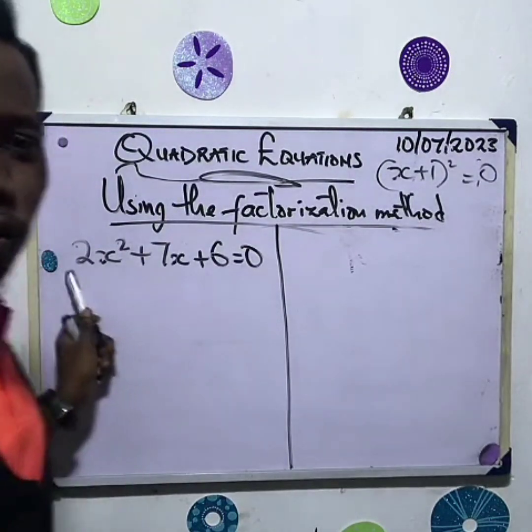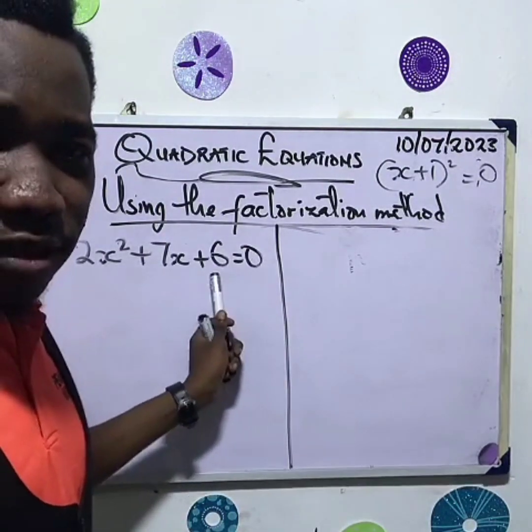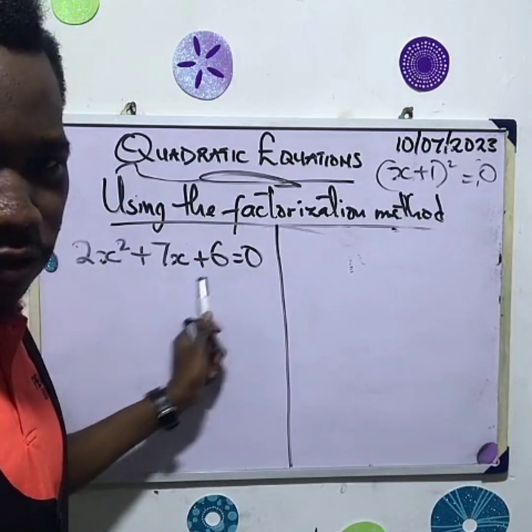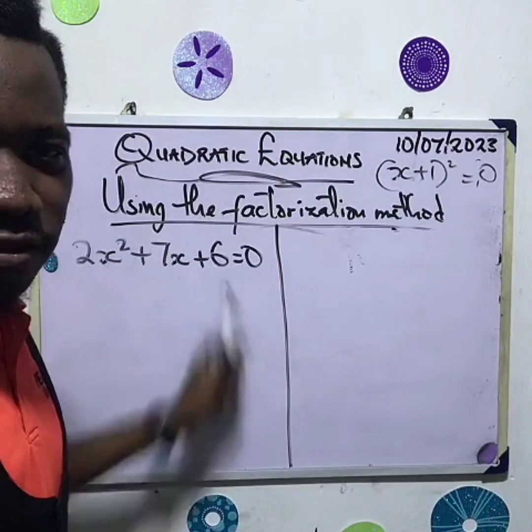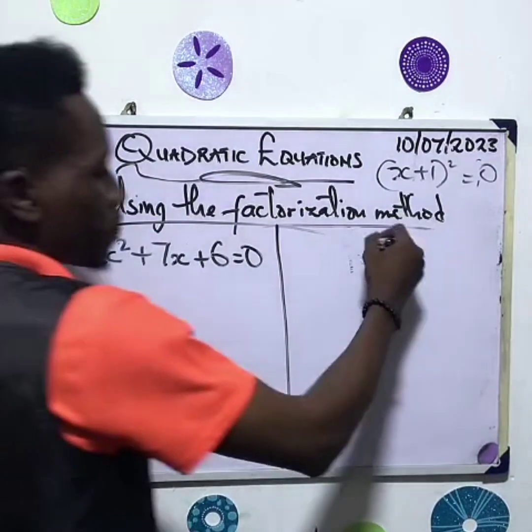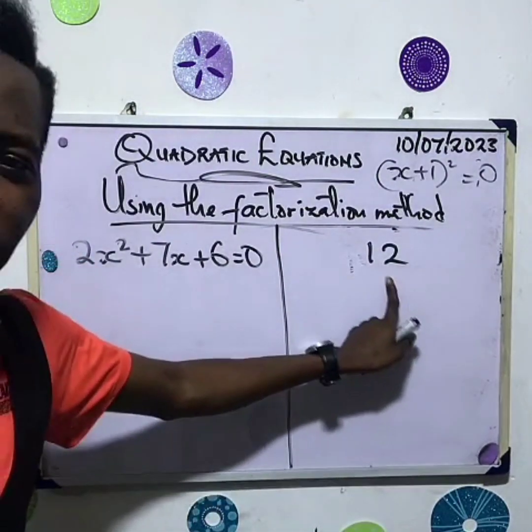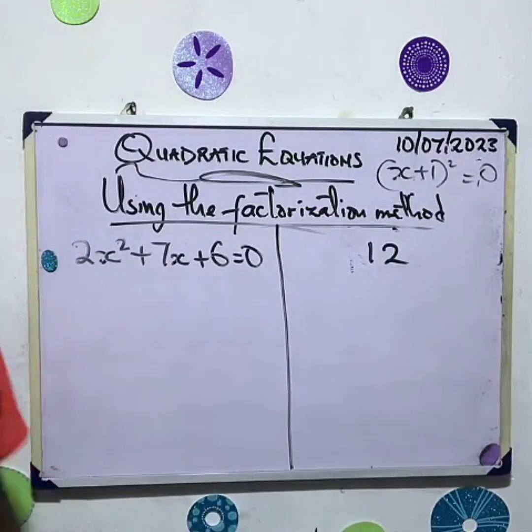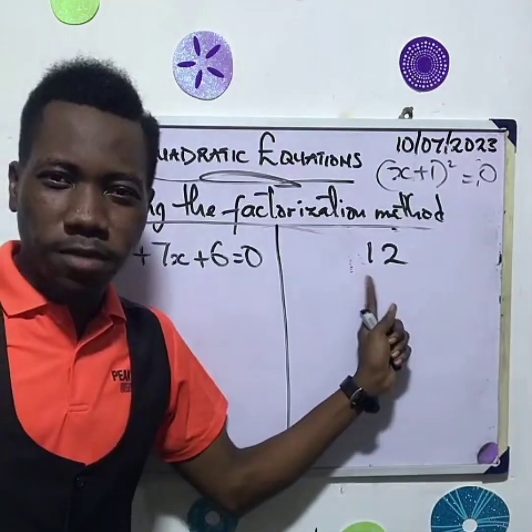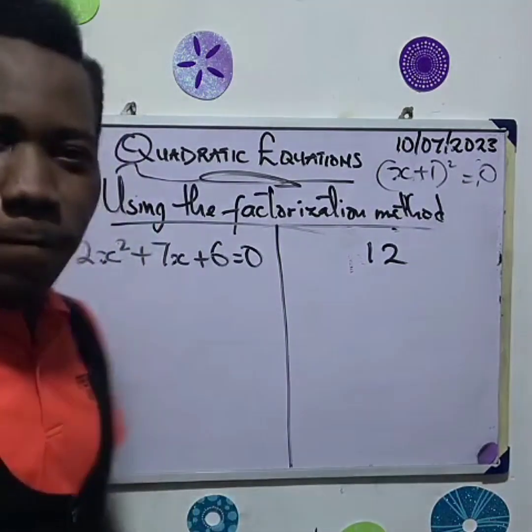So multiply your 2 by your plus 6. Note, always look at the sign. This is plus 6 here. So 2 times plus 6 will give us what? 12. So what two numbers will multiply to give us 12? Over to us now. What two numbers will multiply to give us 12?